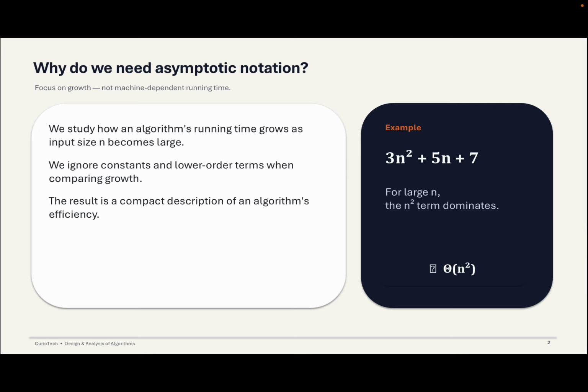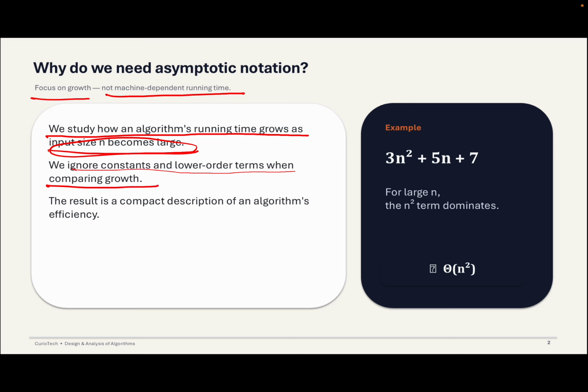So why do we need asymptotic notations? We focus on growth, not the machine-dependent running time. We study how the algorithm's running time grows as the input size n becomes very large, and we also ignore the constant and lower order terms when comparing growth. The result is a compact description of algorithm efficiency.